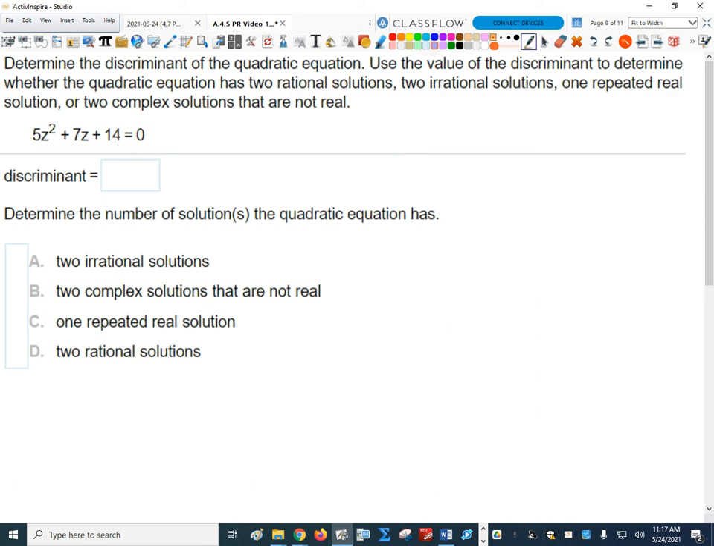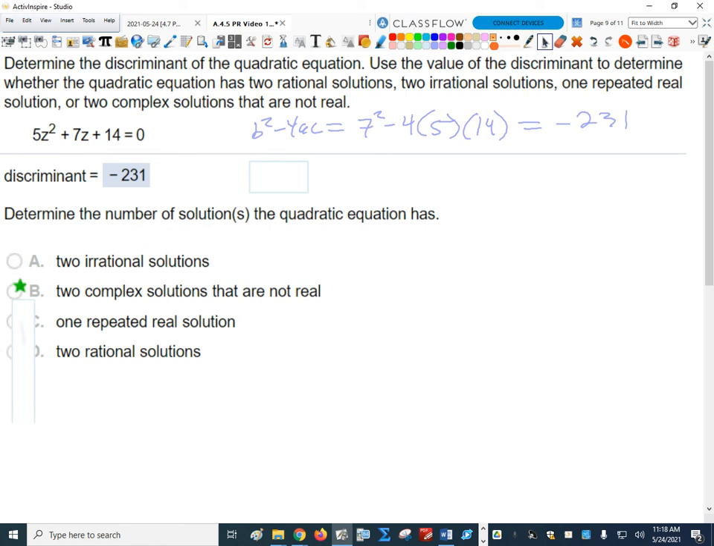How about this one? Well, what are we going to get here? B squared minus 4ac is going to give me 7 squared minus 4 times 5 times 14. So that's 49 minus 280. So that's negative 231. You guys will have a calculator. I'm just trying to go really fast here so we get through all this stuff. So it's negative. What am I going to get? Okay, so which answer then? Okay, which one of those fits though? B. There you go. Imaginary is the same as non-real complex, right?